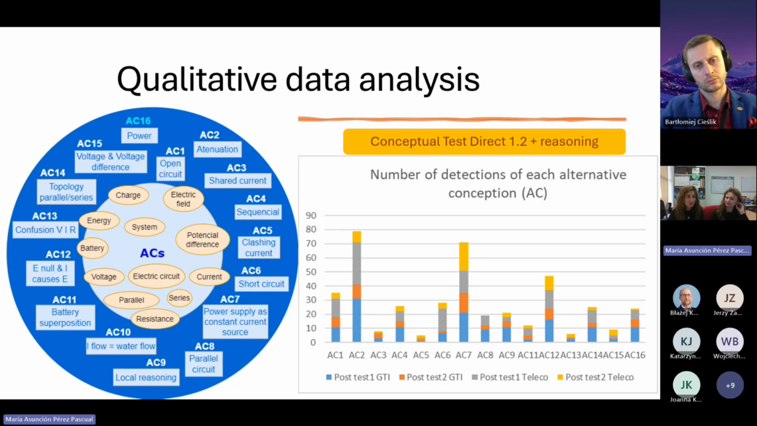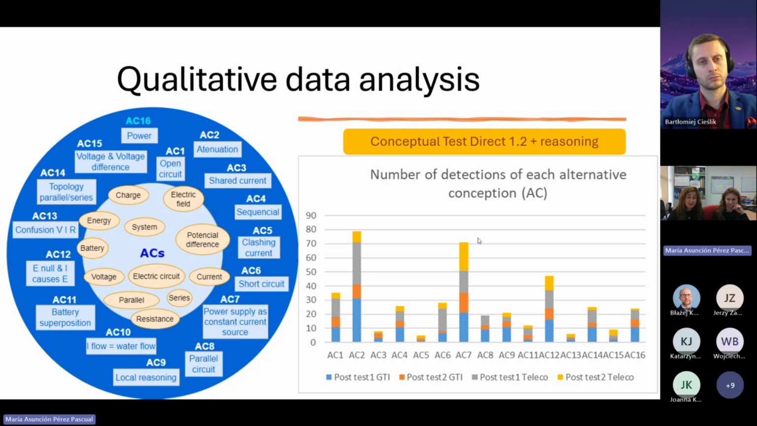So we know which alternative conceptions were in the classroom. So we had, imagine, like 80 reasonings that show that the students have alternative conception 2, or more than 70 reasonings that show that the students have alternative conception 7. Okay, we have lots and lots of evidence.